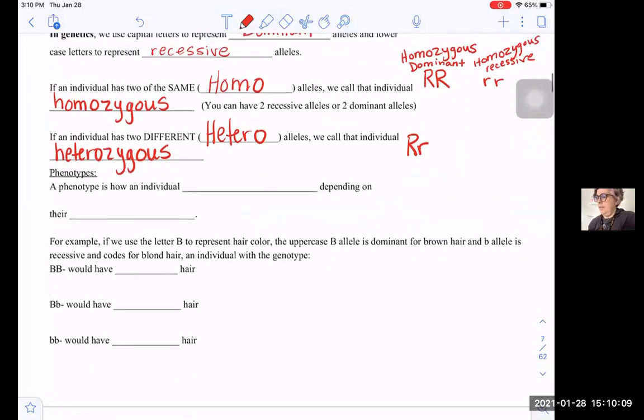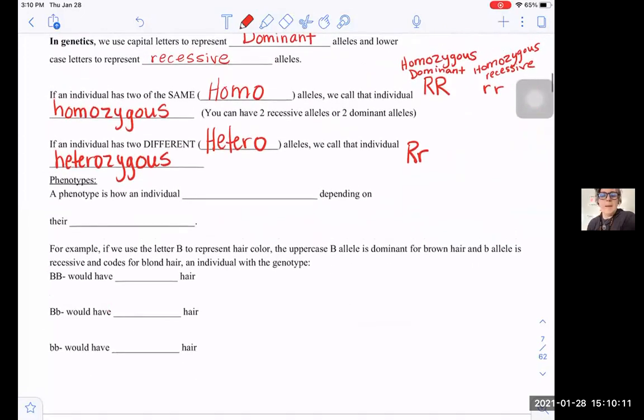All right. Next up is phenotype. So this vocab word means how an individual appears, what they actually look like. And it depends on their genotype. So a phenotype depends on a genotype.